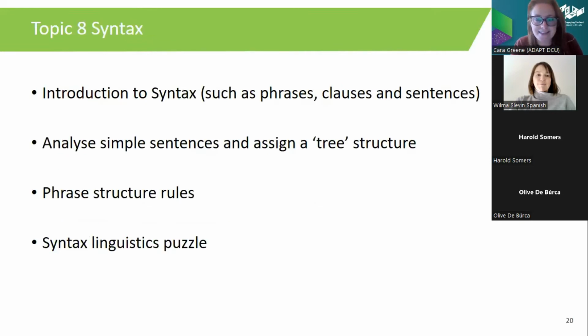Topic 8 then is syntax. Again, it's an introduction to syntax, so phrases, clauses, and structures. They'll actually have a go at doing the tree structure in syntax and phrase structure rules. And again, they'll do a related syntax puzzle in linguistics for this module.